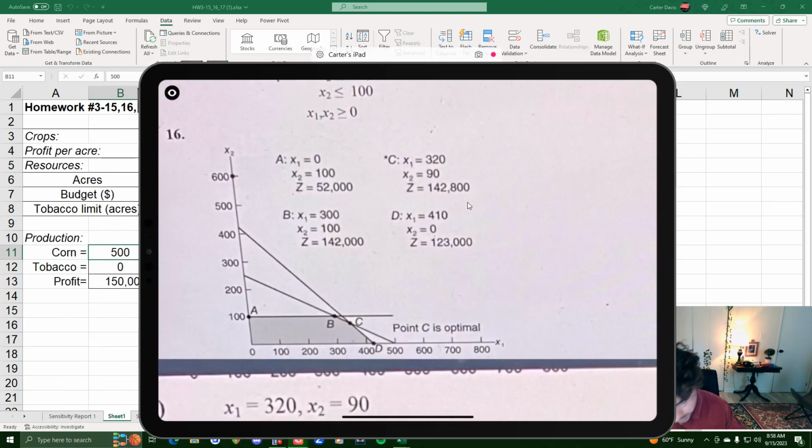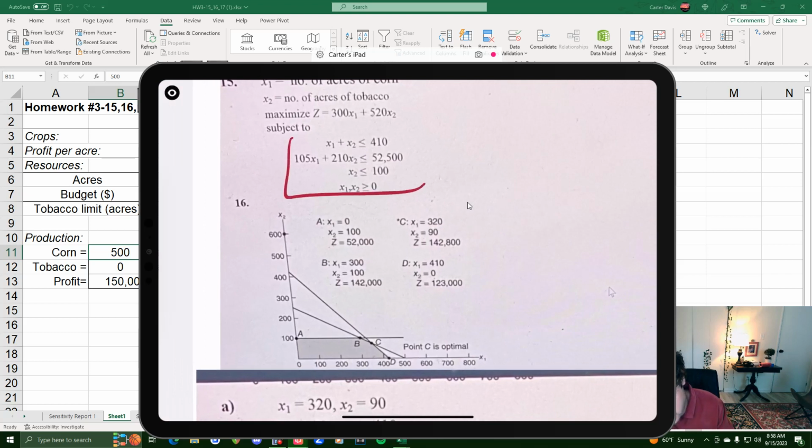So number 16, graphically. We have our constraints. We can see here, x1 plus x2 is 410. That's going to be like the 410 intersections, so 410 and 410. So this line is that first one. The second one is our budget, so I'm assuming that's just got to be the other line. And then x2 less than or equal to 100, that's our horizontal line.